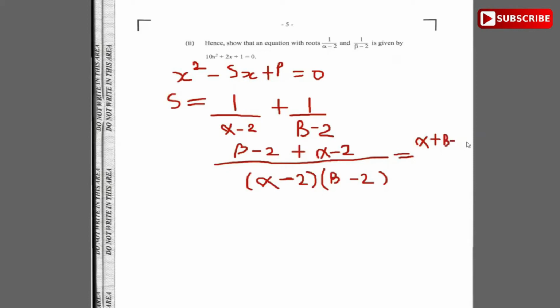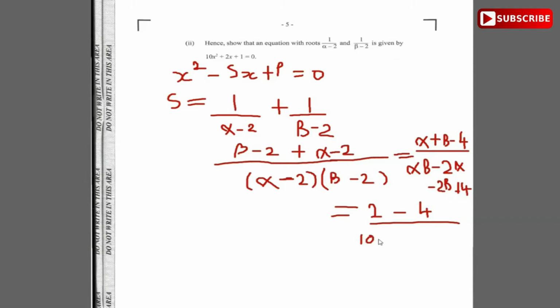Alpha plus beta minus 4 over, in the denominator, alpha beta minus 2 alpha minus 2 beta plus 4. Let's go ahead and evaluate. Alpha plus beta we found is 2, so that's 2 minus 4 over alpha beta, which is 10, and then minus 2 alpha minus 2 beta is really minus 2 times alpha plus beta, and alpha plus beta is 2, plus 4. So we work this out, and that will give us the sum.